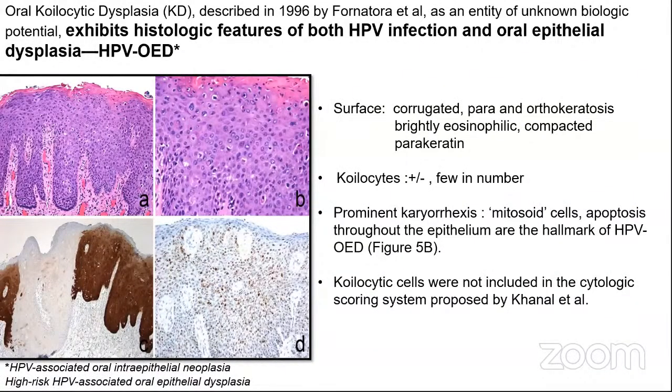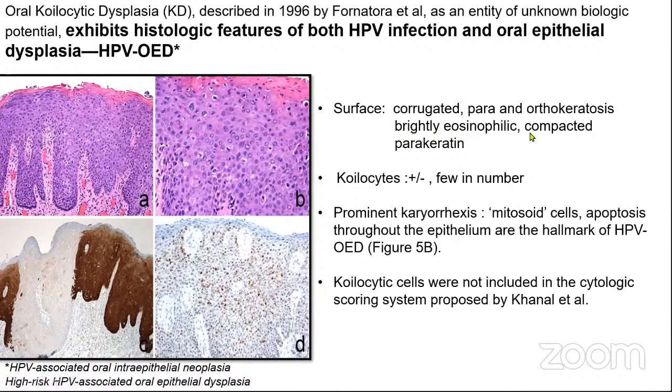Another condition that we need to remember is oral koilocytic dysplasia. This oral koilocytic dysplasia was initially described as having unknown biologic potential, but what is important is that it exhibits the histologic features of an HPV infection and oral epithelial dysplasia. So it is now referred to as HPV oral epithelial dysplasia because you see two things occurring together, and it has a slightly different clinical presentation as compared to leukoplakias or other lesions which would demonstrate epithelial dysplasia.